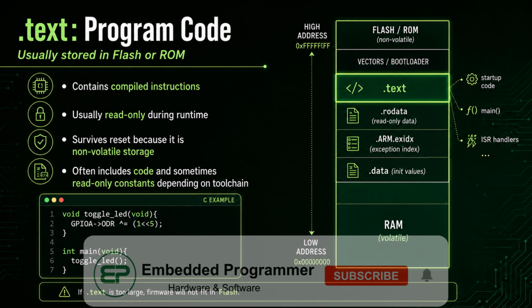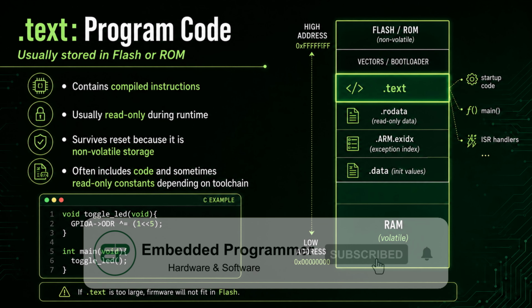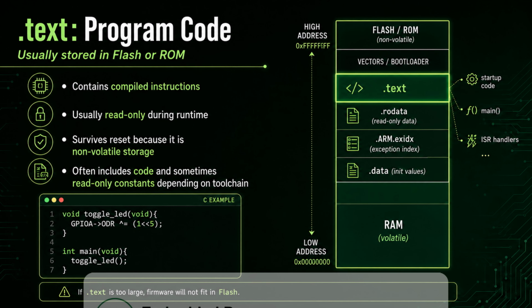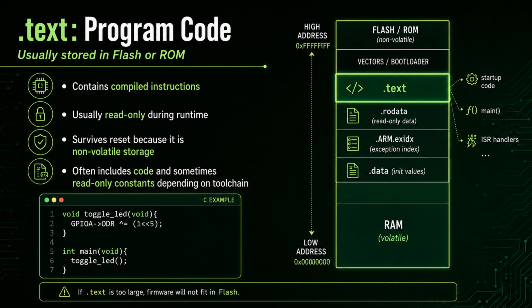The .text section is where the actual program code is stored. When we write a function in C, the compiler converts that function into machine instructions. Those instructions are what the processor actually executes. All of that compiled instruction code usually goes into the .text section. For example, if we write a function to toggle an LED, the C code is converted into CPU instructions that access a hardware register. Those instructions are placed in .text.